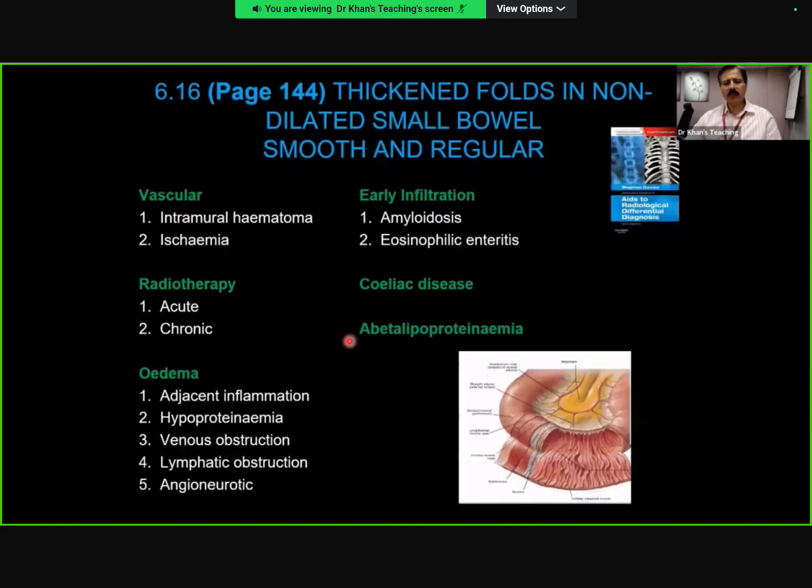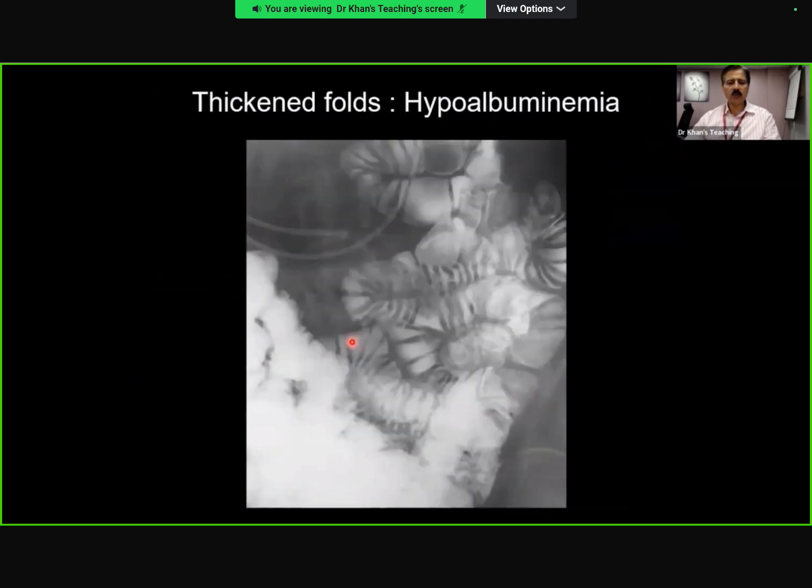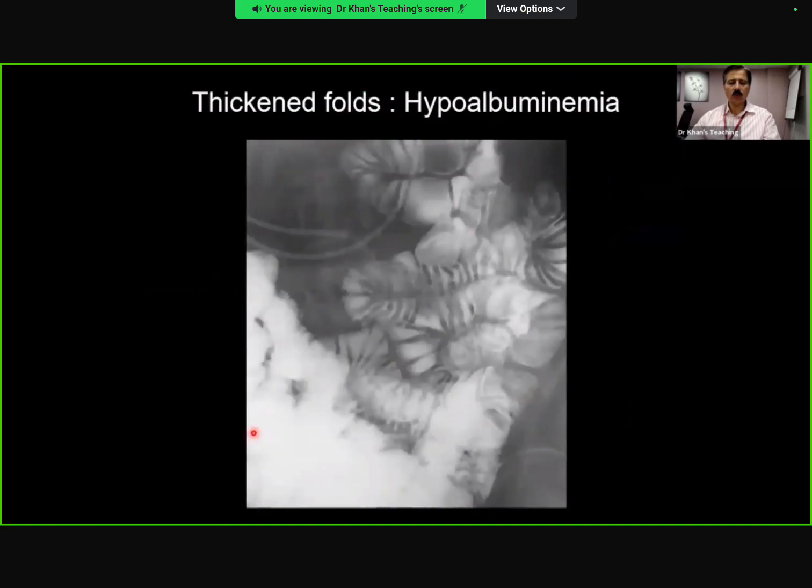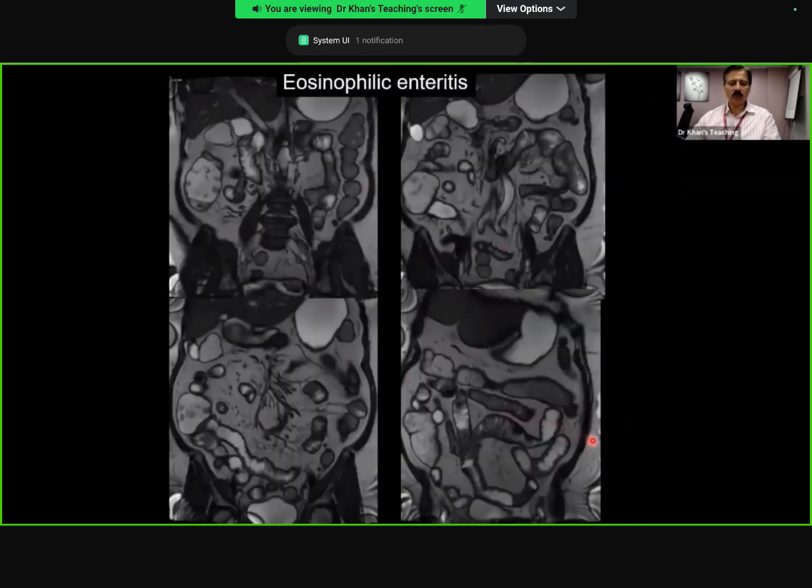In your previous Chapman, there was a differential diagnosis, rather two differential diagnoses, of thickened folds in non-dilated small bowel. And we are in that territory. It's quite a non-specific finding, but you have to sort of develop your eyes. This is a case of hypoalbuminemia of any cause. If you go here, you see this edema, hypoproteinemia. So hypoproteinemia is the most common cause which you will see, where you can see these thickened folds. So this was just to develop your eyes.